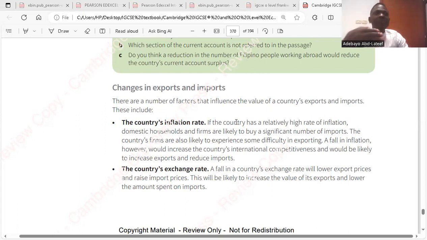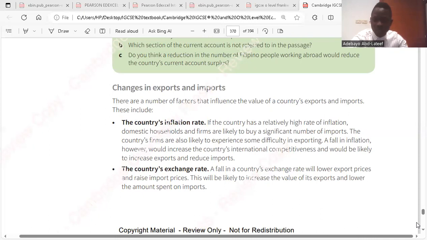Foreign businesses, foreign customers will want to buy. Volume will increase, but value will not. But here they talked about increases in the value of its export in terms of volume. That is what they are talking about. Did you get the point here? Yes. But when you check the amount of money that they're going to make, it will be less. Do you get it? Yeah.